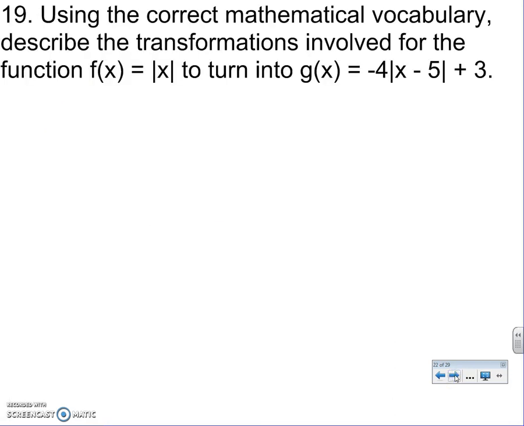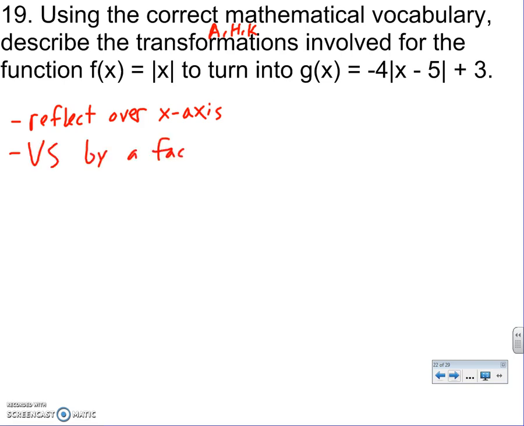19, using the correct math vocabulary, talk about the transformations. Transformation means a, h, k, so it should be really easy. What's involved for going from f of x to g of x? Well, I see the negative. Negative means it's reflected over the x axis. The 4 is more than 1, so it's going to be a vertical stretch by a factor of 4. That -5 is my h. That means opposite though, so it's going to go right. I'll say shifted or moved. I'll say shifted. Shifted right 5 units.